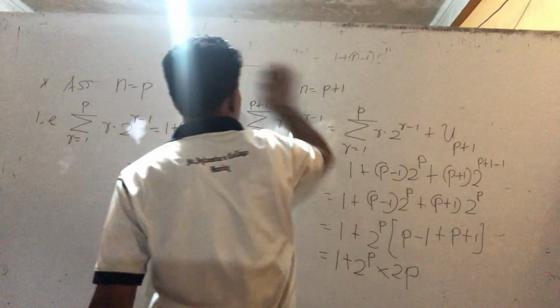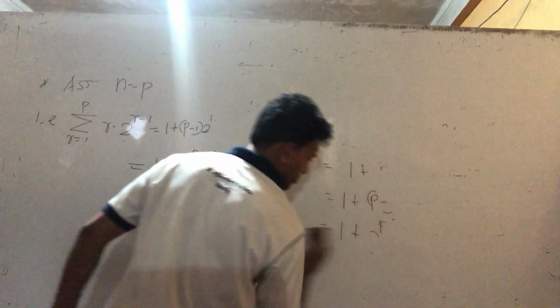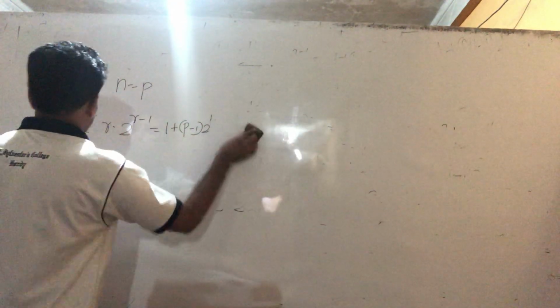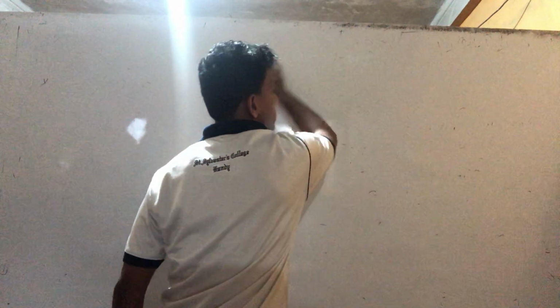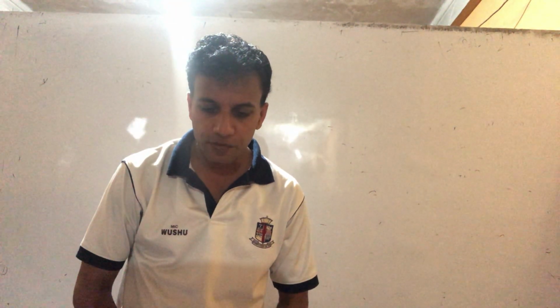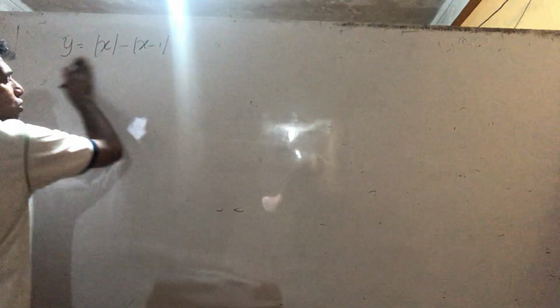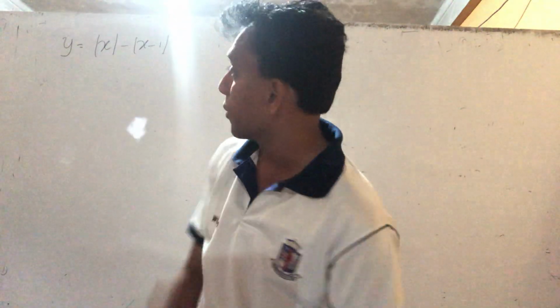Okay, second question. That is the usual type, what we call the inequality using the graphical method. Draw the graphs of the functions. First one is what? y equal modulus x minus mod of x minus 1. Okay, first I explain how to draw that graph.